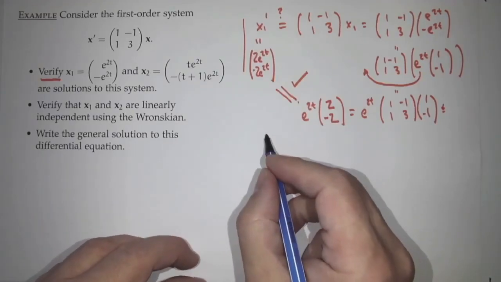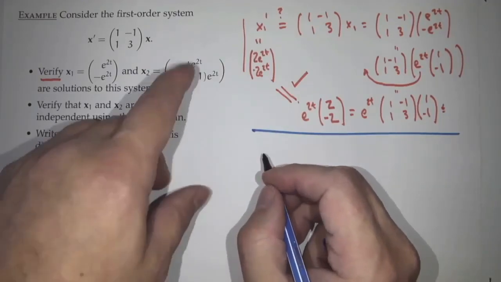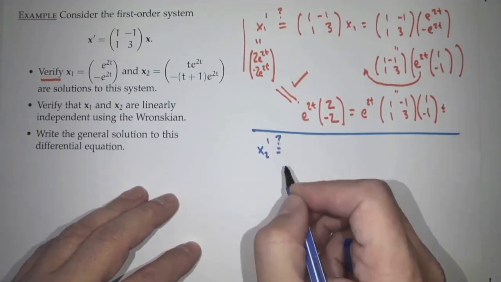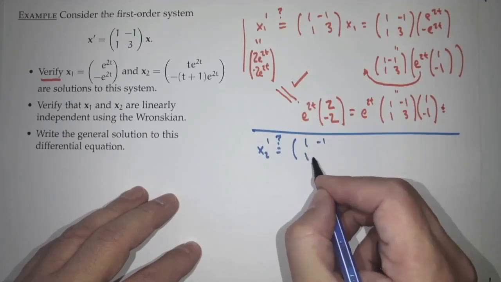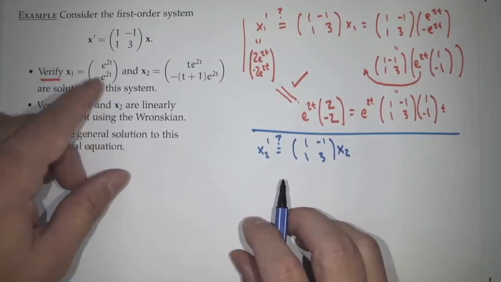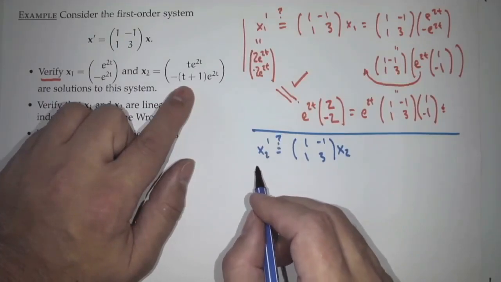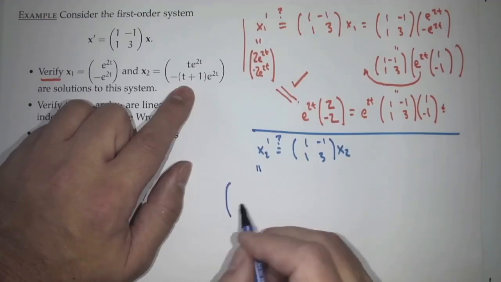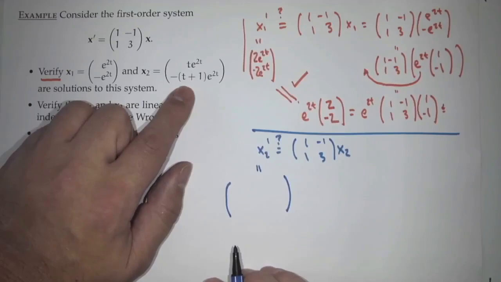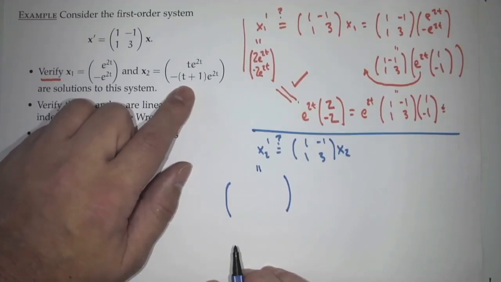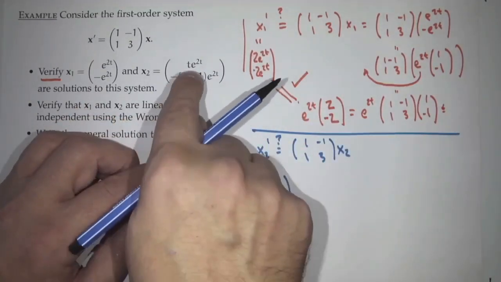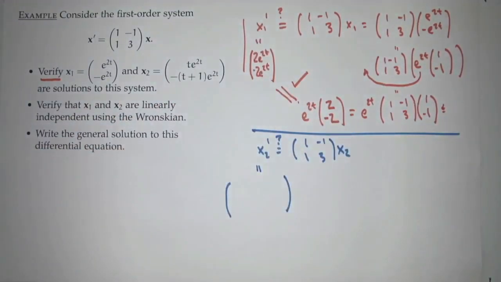Okay, so x2, a little bit more interesting. So the question is, does x2 prime equal our same matrix times x2? All right, x2 prime. Oh, well, this will be something. I'm going to give myself a bigger matrix here. So we're going to take the derivative of the first term. What rule do we need? Product rule. And the clue that we need the product rule is that there's a product. Yes, it's a very good clue.